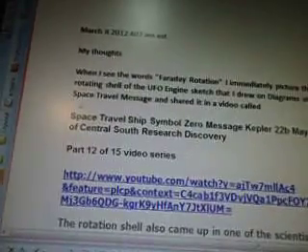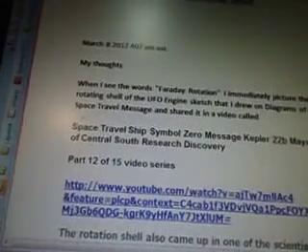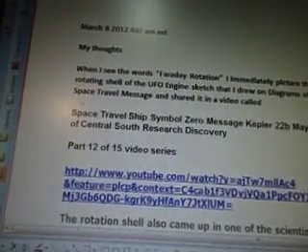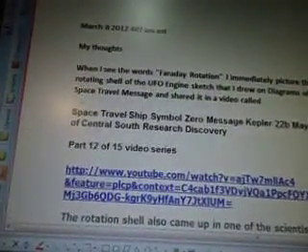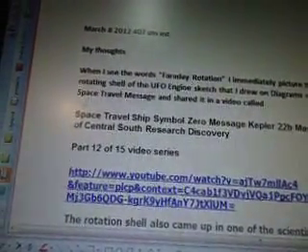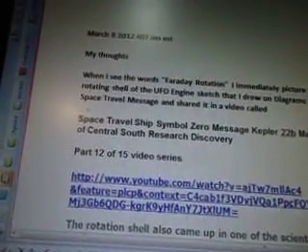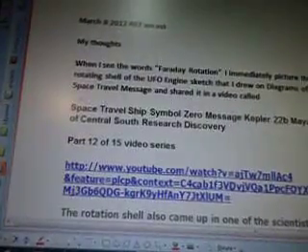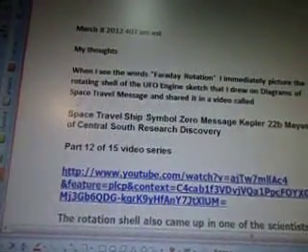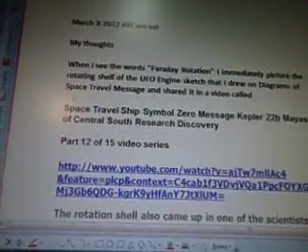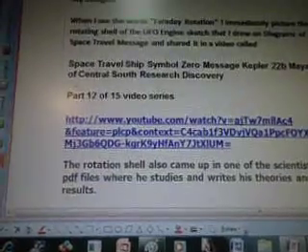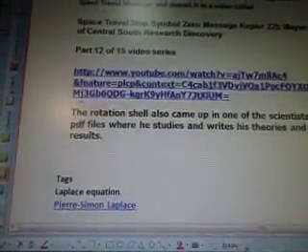So March 8, 2012, 4:07 a.m. Eastern Standard Time, my thoughts. When I see the words Faraday rotation, I immediately picture the rotating shell of the UFO engine sketch that I drew on diagrams of space travel message and shared it in a video called Space Travel Ship Symbol 0, Message Kepler 22b, May as a Central South Research Discovery. Part 12 of 15 video series.